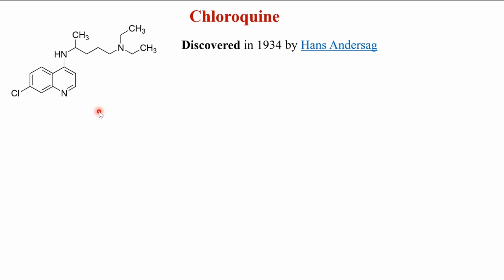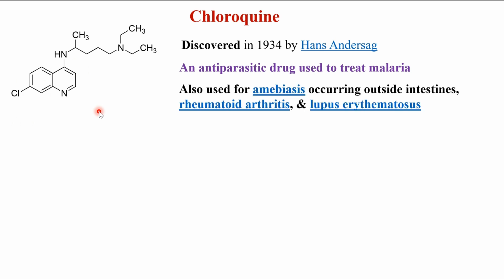Chloroquine was discovered in the year 1934 by Hans Andersag. It is an antiparasitic drug which is used in the treatment of malaria. Even today, it is the drug of choice for the treatment of malaria. It also finds its use in the treatment of amoebiasis occurring outside the intestine.